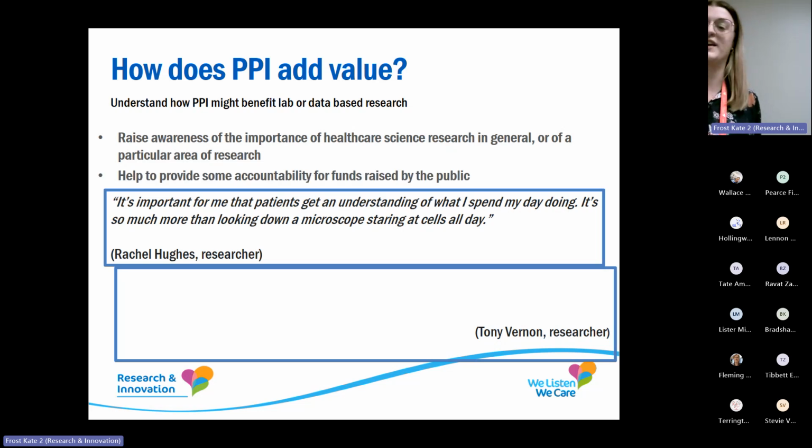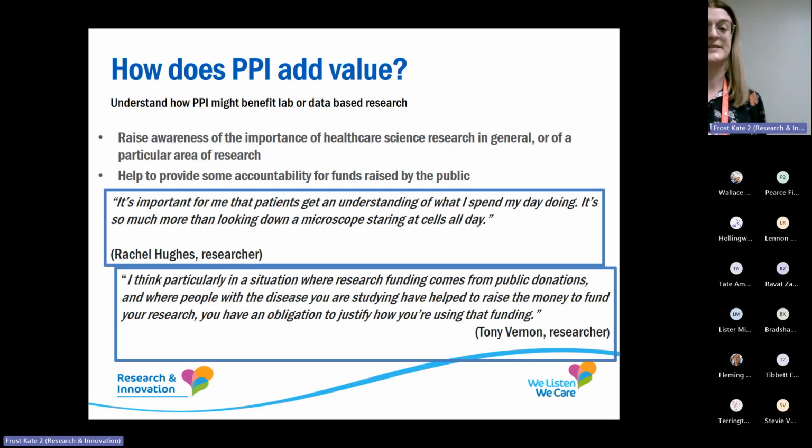And it helps to provide accountability for the funds raised by the public. I mentioned that the National Institute for Health and Social Care Research are the largest funders of research in the UK. They're a government body, so that is public money. If we look at it from an ethical and moral standpoint, the public have a right to be involved in how and what research is designed for them. So there is accountability for the funds raised, and we should be involving them in the decision-making process and the design process of any innovations. And another quote here for you.